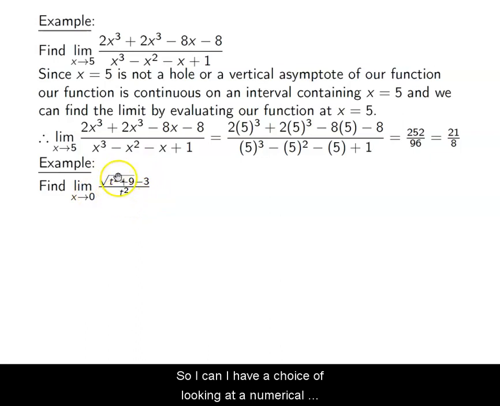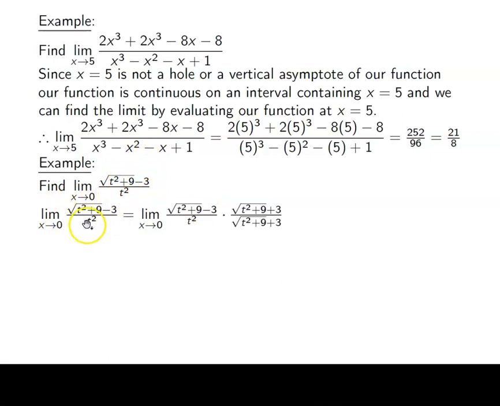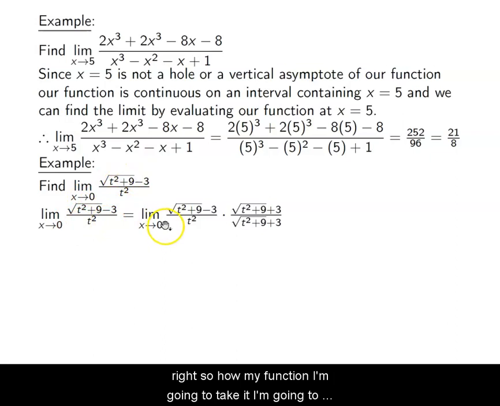Okay, so I have a choice of looking at a numerical method by approaching 0 from the negative side and from the positive side and seeing what I get, seeing if they agree. Another method is to rationalize the numerator, right? So I have my function. I'm going to multiply it top and bottom by the radical conjugate of the numerator.